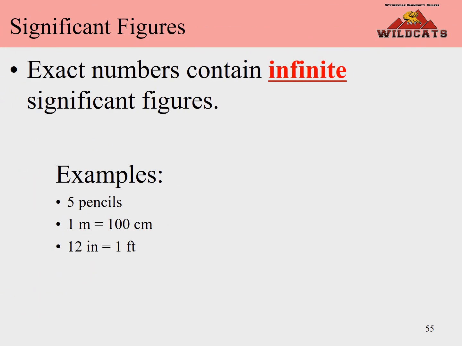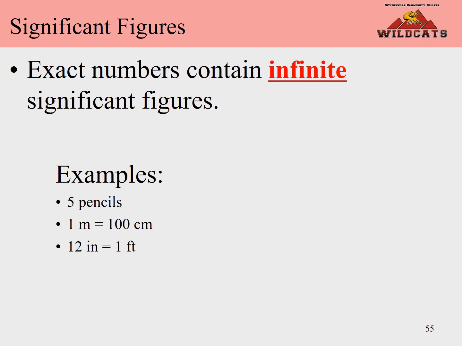We also have a category called exact numbers that contain infinite significant figures. These are either by counting or by definition. You got 5 pencils in a box. You can just count them: 1, 2, 3, 4, 5, or 5 people in a room.